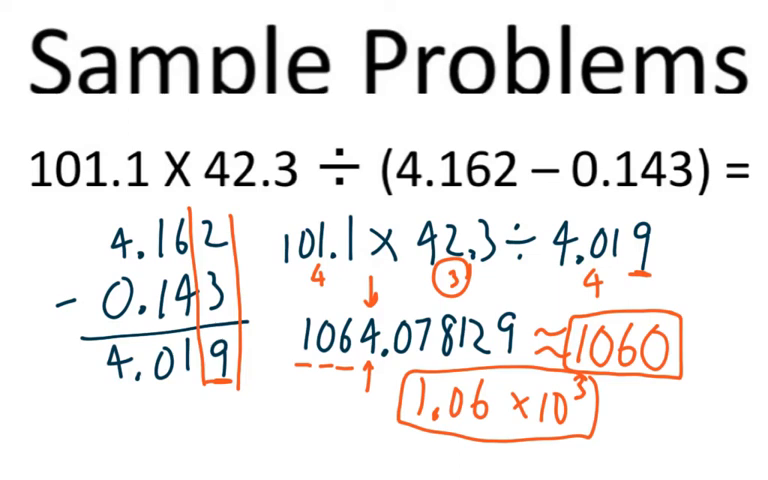In this case, we were multiplying and dividing. They both use the same rule. So notice how in this problem, we rounded according to the multiplication division rule, which is to go by whoever has the least number of significant figures. Okay, so hopefully with practice, you will get better at doing these types of problems.